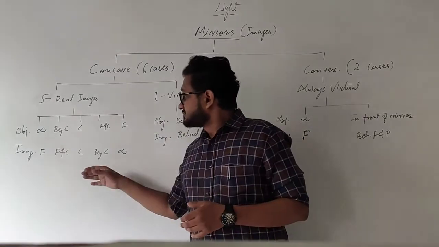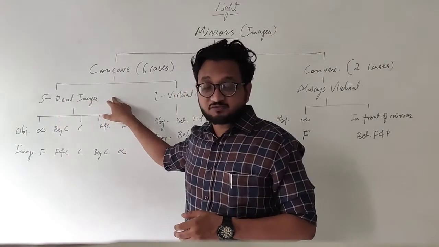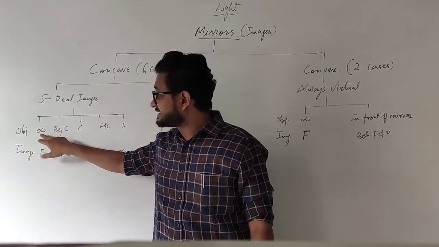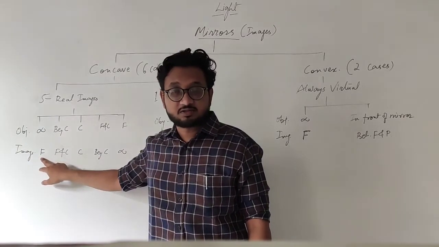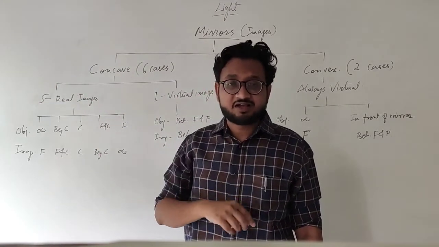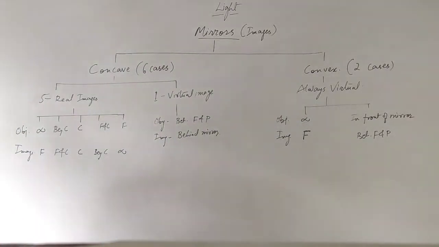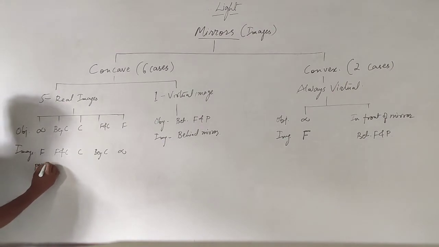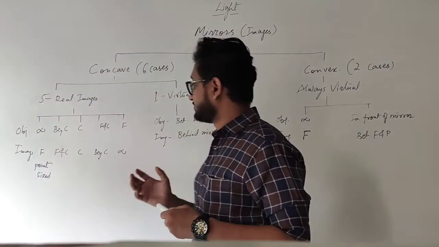Okay, so let's start. In the 5 real images formed by a concave mirror, the first one is if the object is at infinity, then the image is formed at focus. It will be highly diminished, point size. So we will write that as well, so that we can remember. Image will be point size, very small.